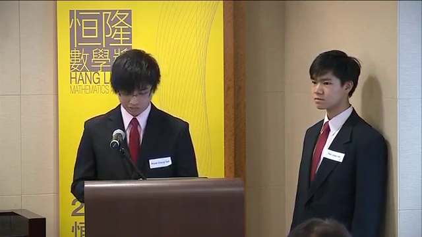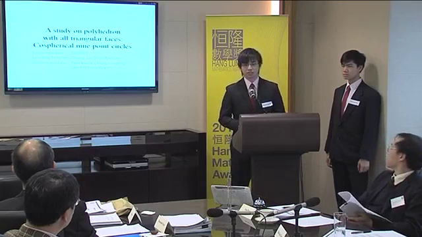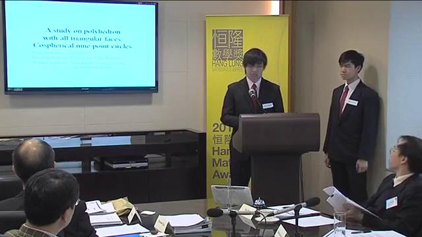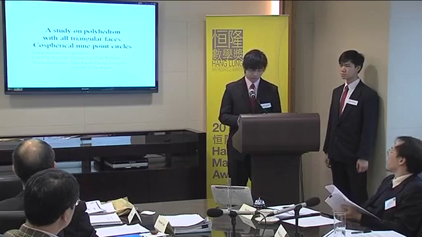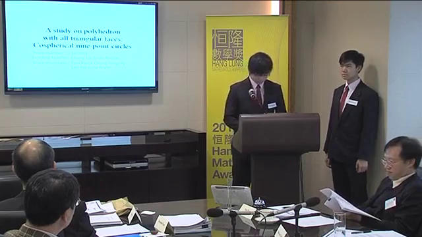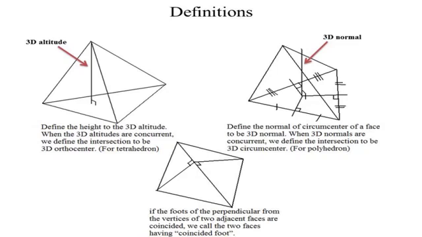Today, our research paper is a study on polyhedra with all triangular faces and co-spherical light-cone circles. Today we are going to present the conditions for the existence of the 6N-point sphere. We will skip some of the definitions, proofs and analysis in our paper due to the limit of time. First, we would like to remark some definitions and properties of the tetrahedron.